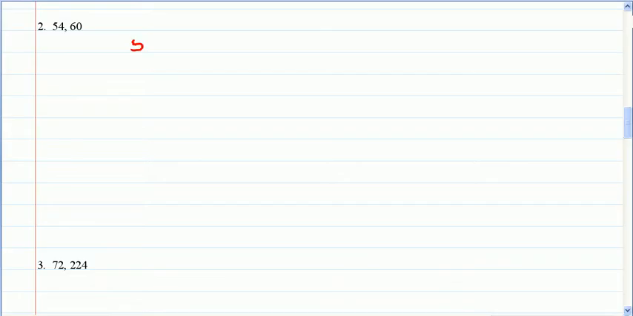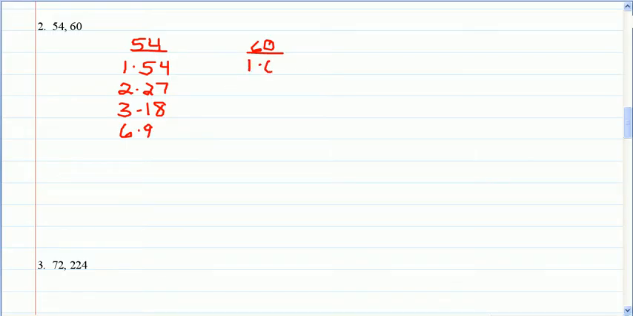For number 2, 54 and 60. So for 54, we have 1 and 54, 2 and 27, 3 and 18, and 6 and 9. For 60, this list is a little bit longer. 1 and 60, 2 and 30, 3 and 20, 4 and 15, 5 and 12, and 6 and 10.